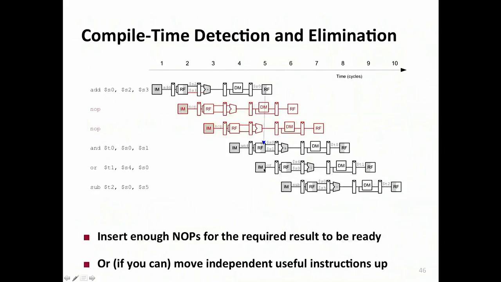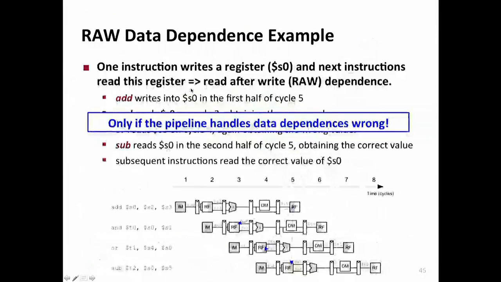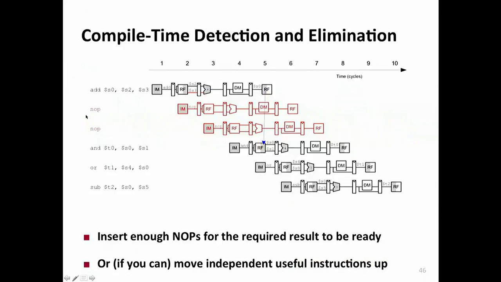This is the example of compile time detection and elimination. If you want to eliminate this potential hazard, if you will, the compiler inserts 2 no-ops, and life is beautiful again. Except you wasted 2 of your slots. You've increased your cycles per instruction overall, right? So no-ops are bad. You actually increase your instruction count also.